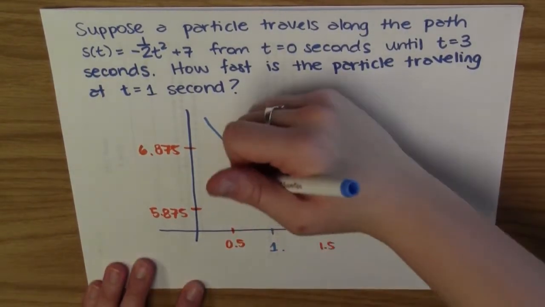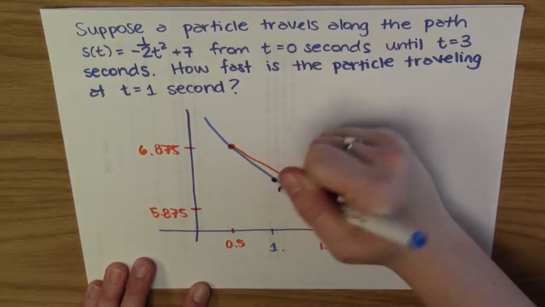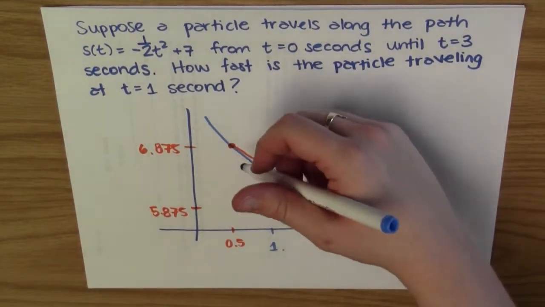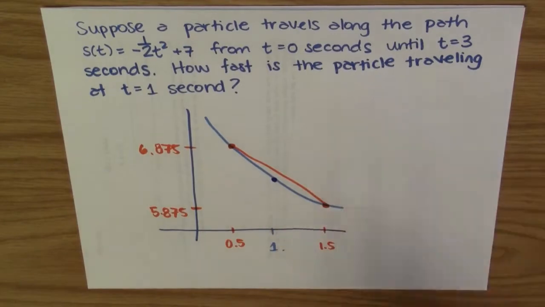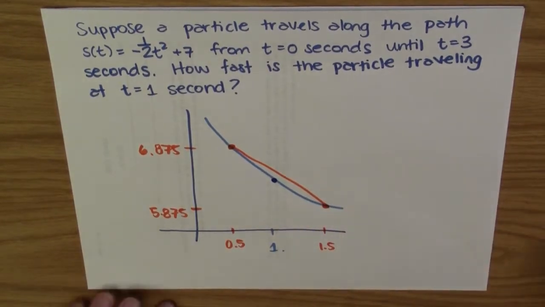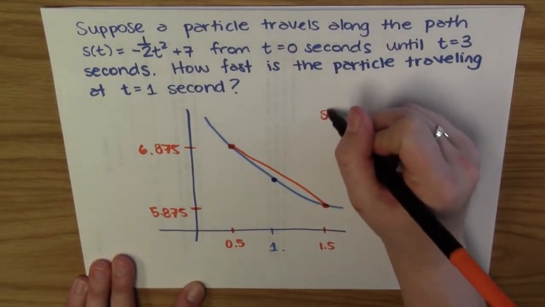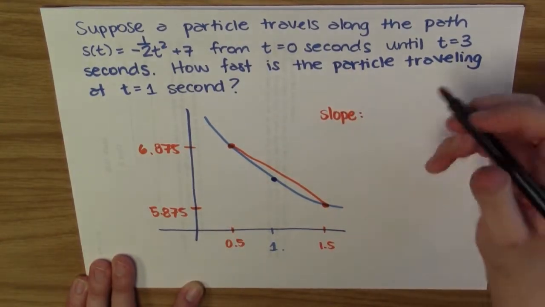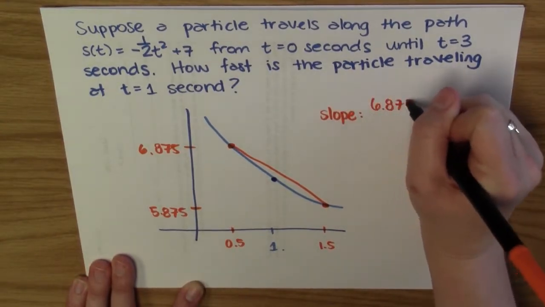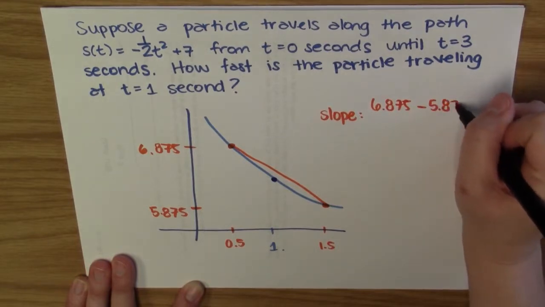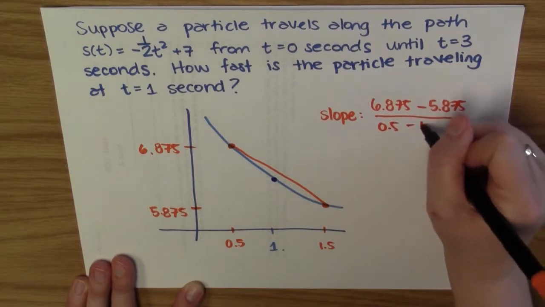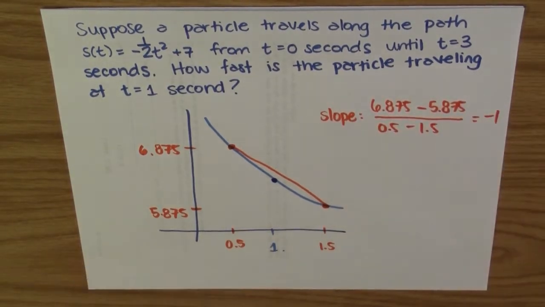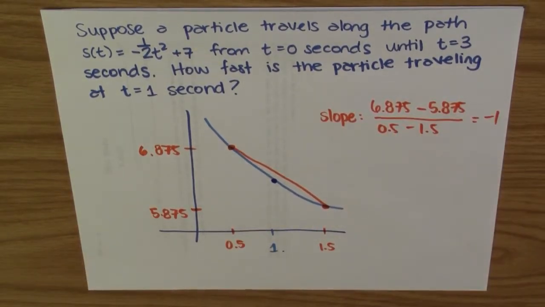It's not exactly the tangent line to the curve at 1 because I have moved off of the function a little bit. So if I ask the question, what is the slope of this tangent line? I can figure it out using the slope formula. So the slope of the orange line is (6.875 - 5.875) over (0.5 - 1.5). And if we simplify that, we see that the slope is -1.